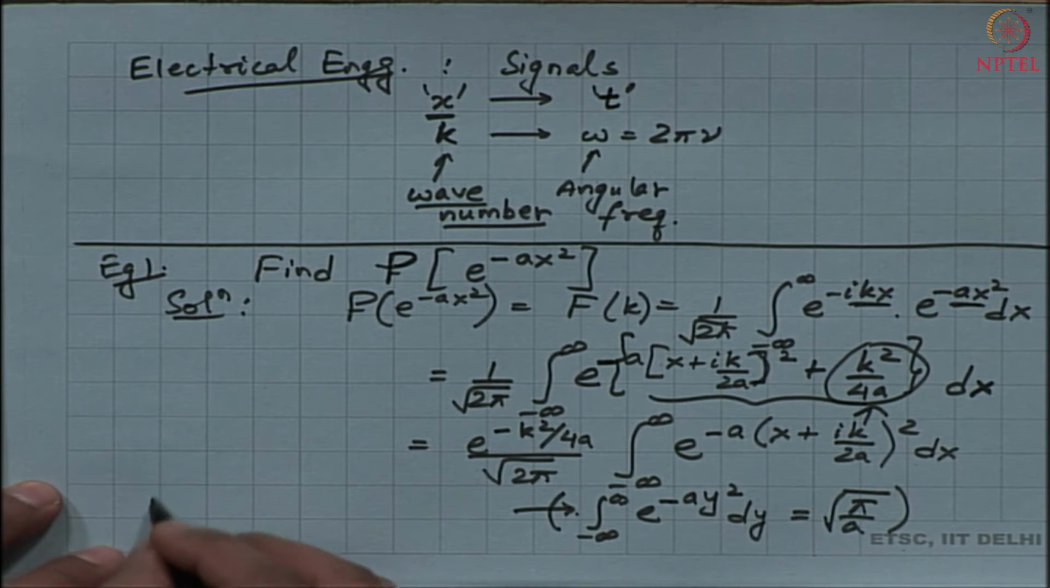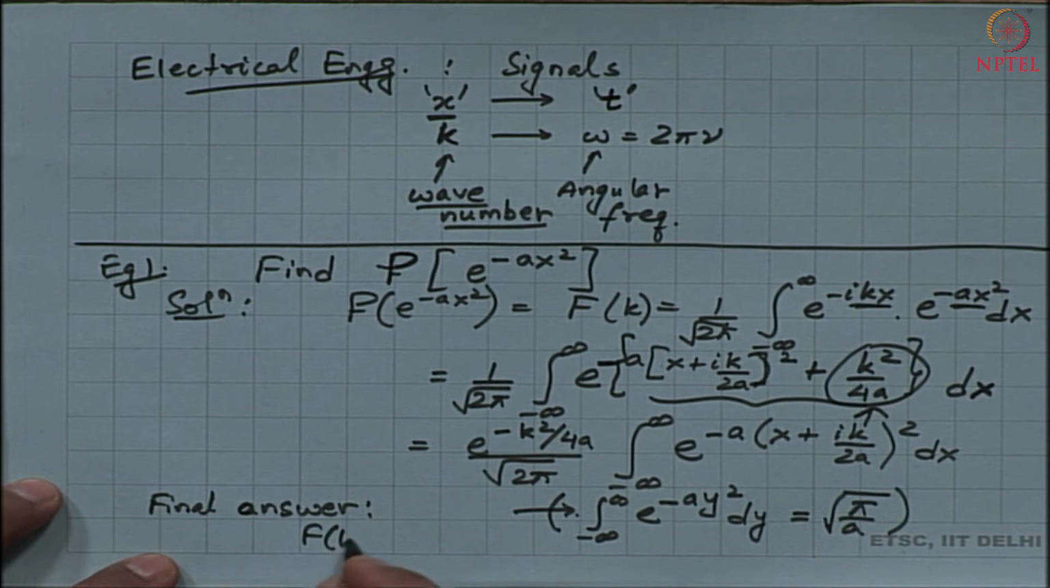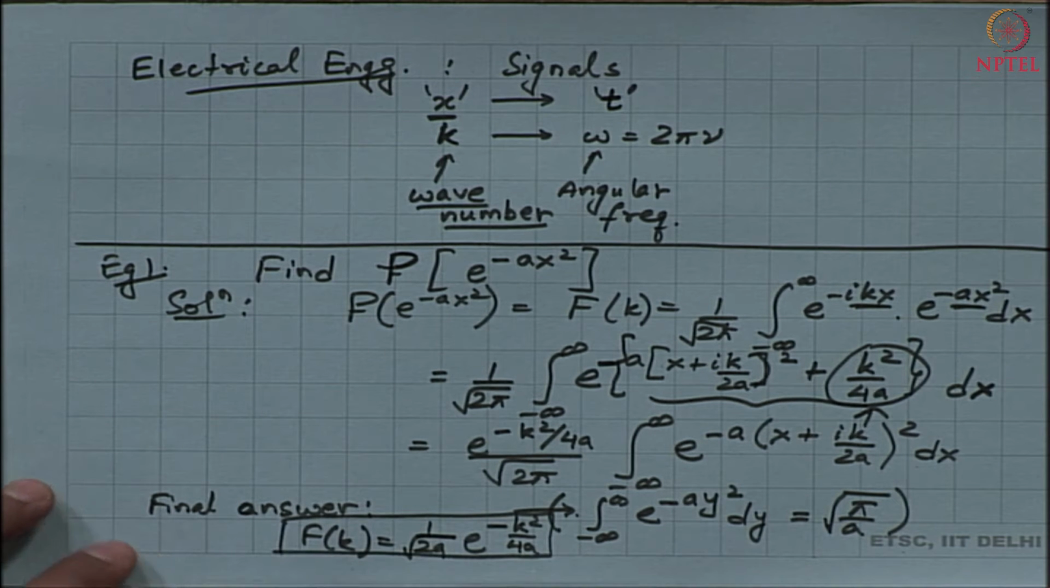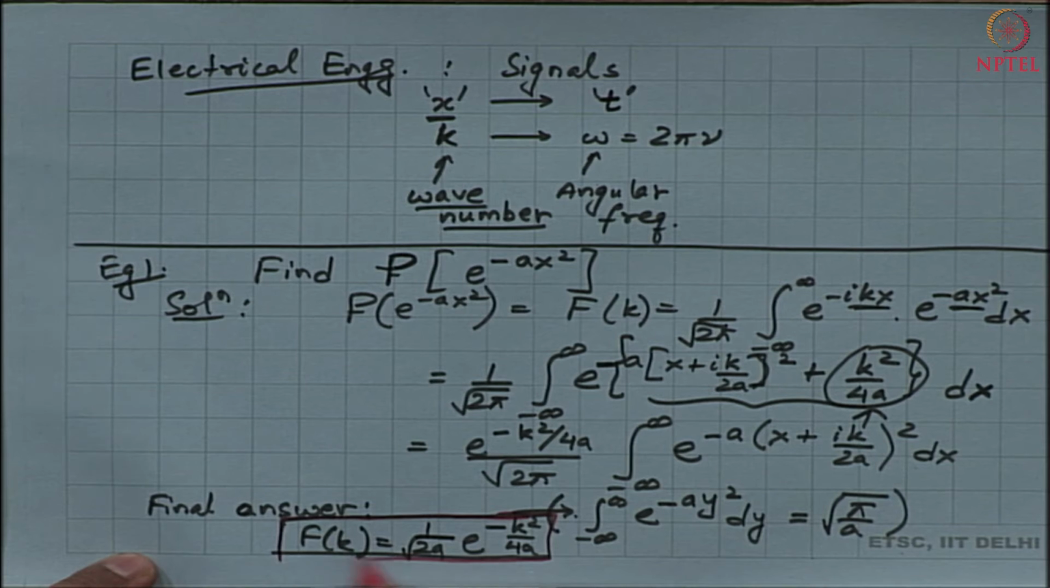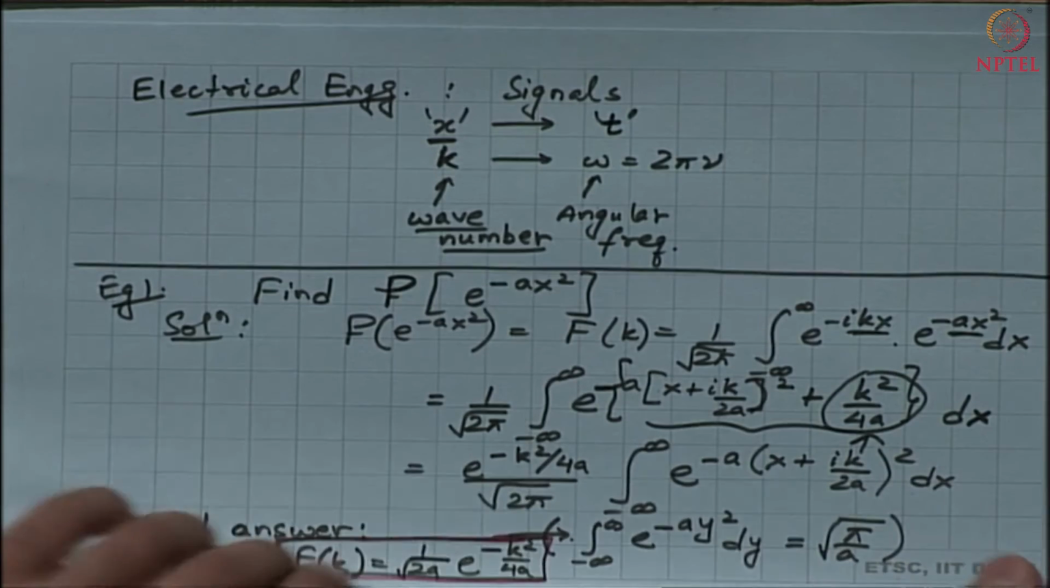So, please check that the final answer I get is that the Fourier transform is 1 by square root 2 a, e to the power negative k square by 4 a. Okay. Let me use a red pen to highlight the answer here. Okay, so let us do some more examples.